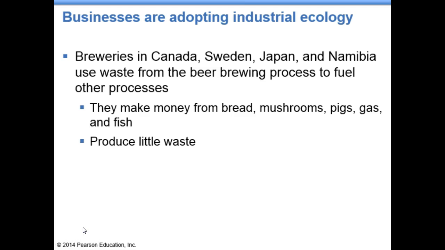Breweries in Canada and Sweden and Japan and Namibia use waste from beer brewing processes to fuel other processes. This is referred to as the Swiss Zero Emissions Research Initiative, where the foundation sponsors dozens of innovative projects worldwide to create goods or services without generating waste. So this is how this was developed. As a result, a brewer can make money from bread, mushrooms, pig, gas, and fish, as well as beer, all while producing little waste.